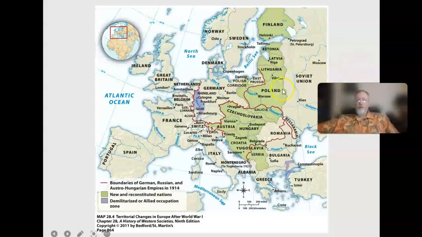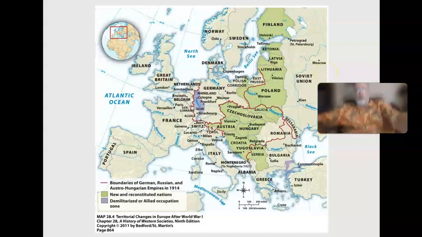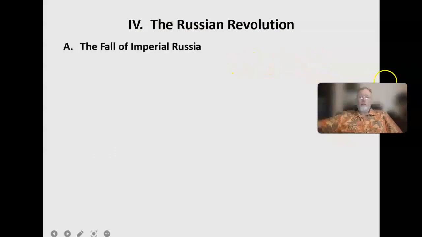Now Austria-Hungary is broken up and see all these new territories formed, these new regions altogether. About 12 new states are formed, which, that's a country. 12 new countries are formed. All right, I'm going to move on to Russia. Talk about the Ruskies.